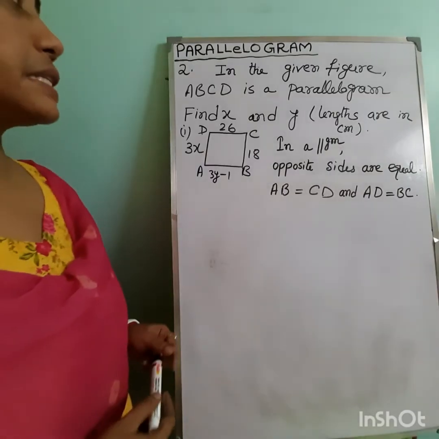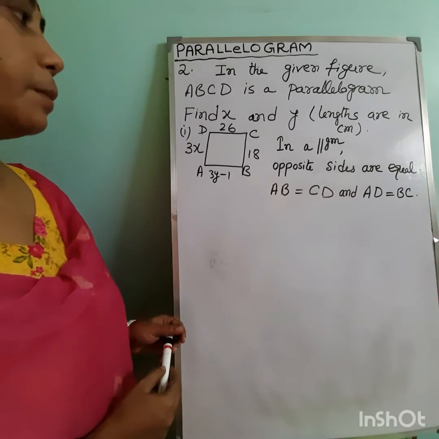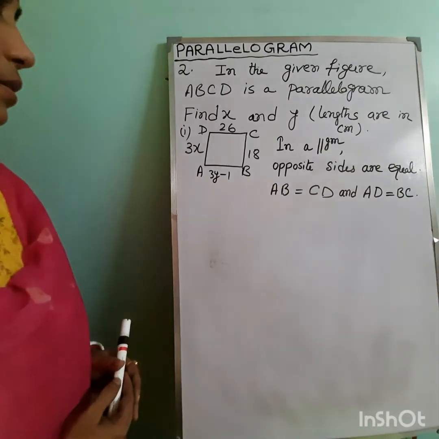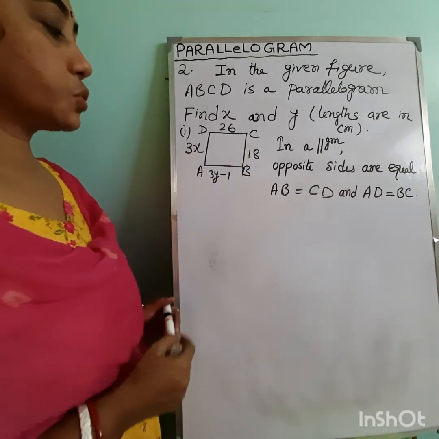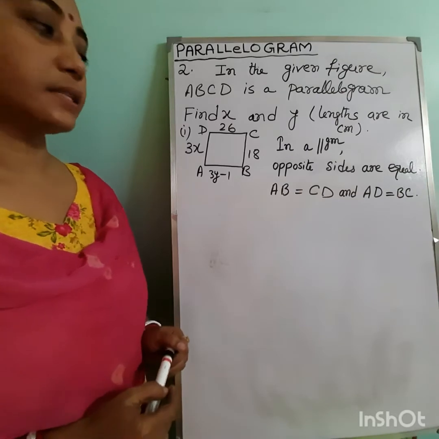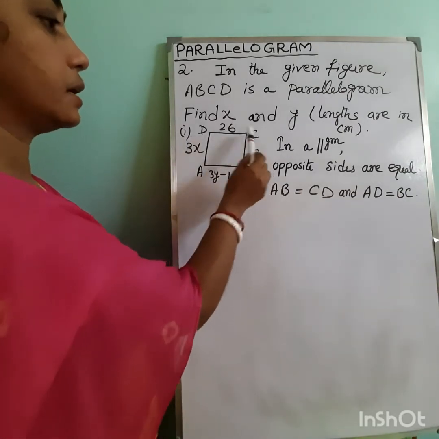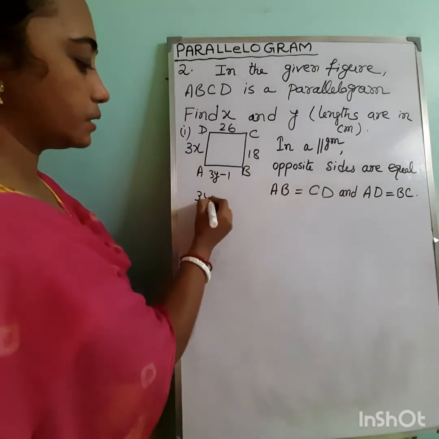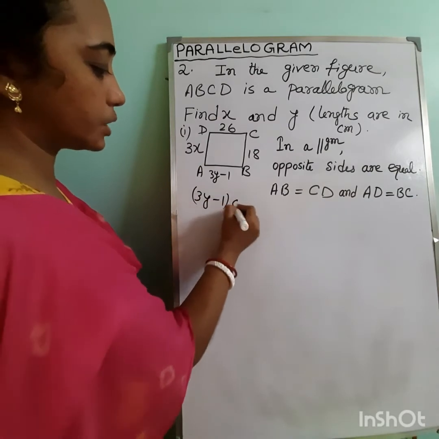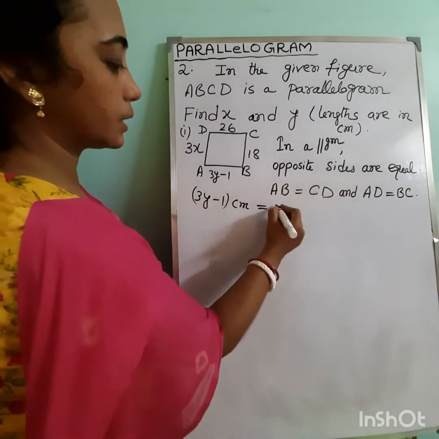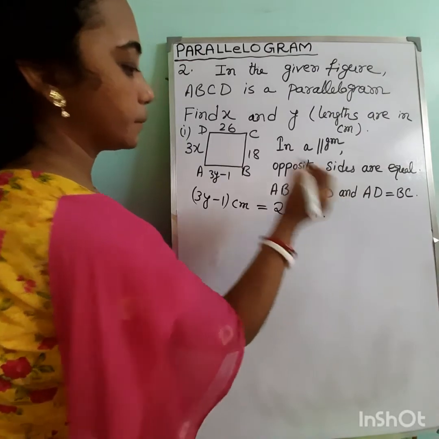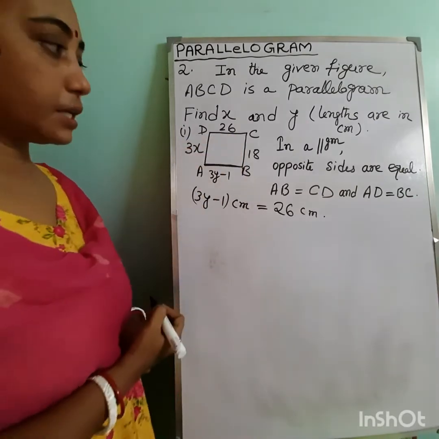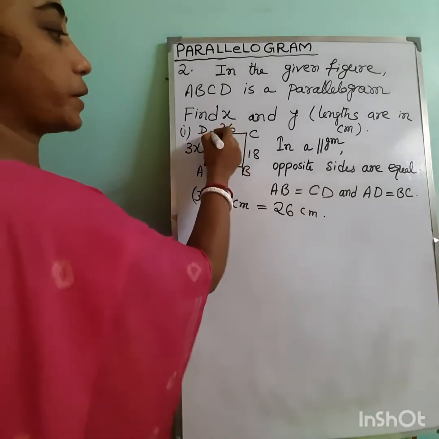Let us see another question. In the given figure, ABCD is a parallelogram. Find x and y where lengths are in centimeters. So here ABCD is a parallelogram, and we know in a parallelogram opposite sides are equal. That means AB is equal to CD and AD is equal to BC. So from this we can write that 3y minus 1 centimeter is equal to 26 centimeter, because the lengths are in centimeters. So AB is equal to 3y minus 1 and CD is equal to 26.